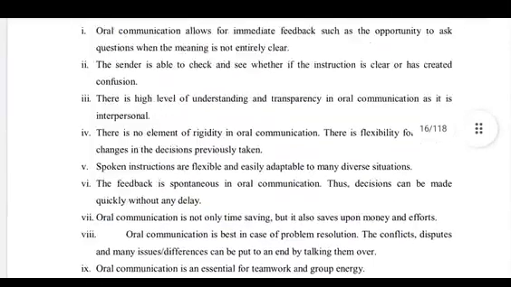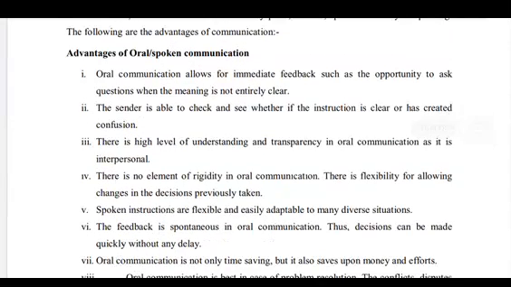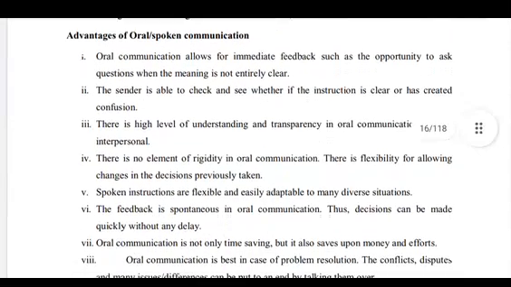We are going to look at the advantages of oral or spoken communication. I can say this one is the most effective, and we can say that it allows immediate feedback. When you have a face-to-face conversation, it is easy to send information and get a clear answer immediately. Another advantage is that the sender is able to check and see whether the instruction is clear or has created confusion. Of course, you can tell whether the receiver has received your message, whether he understood what that message was, and whether the media of communication was successful.